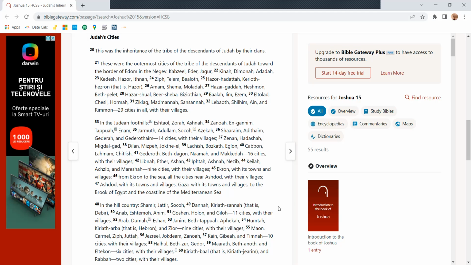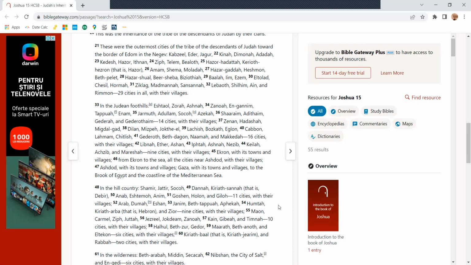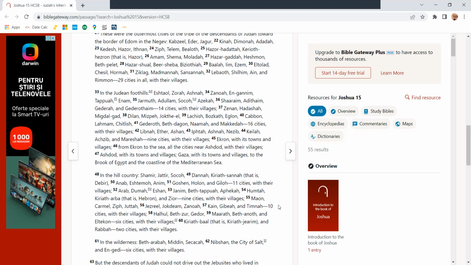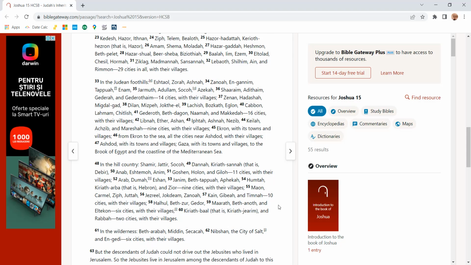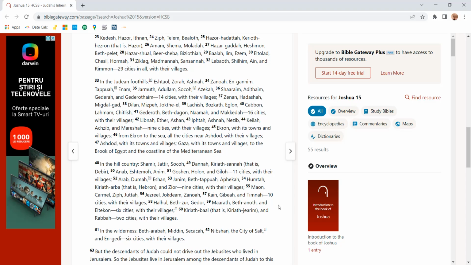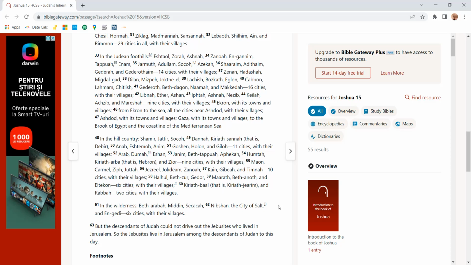These were the outermost cities of the tribe of the descendants of Judah toward the border of Edom and the Negev: Kabzeel, Eder, Jagur, Kinah, Dimonah, Adadah, Hezron, that is Hazor, Amam, Shema, Moladah, Hazar Gaddah, Heshmon, Beth Pelet, Hazar Shual, Beersheba, Biziothiah, Baalah, Iim, Ezem, Eltolad, Chesil, Hormah, Ziklag, Madmannah, Sansannah, Lebaoth, Shilhim, Ain, and Rimmon: twenty-nine cities in all, with their villages.